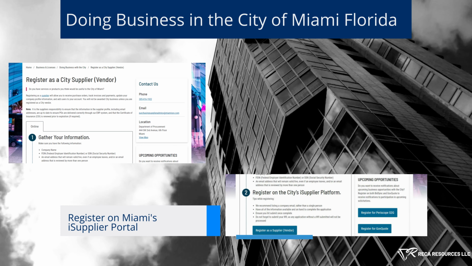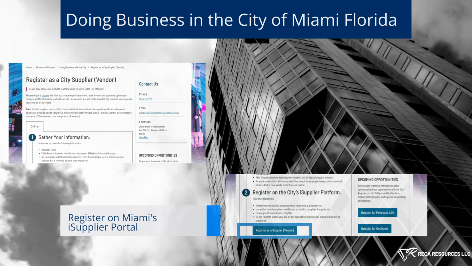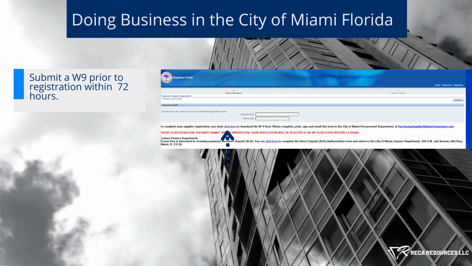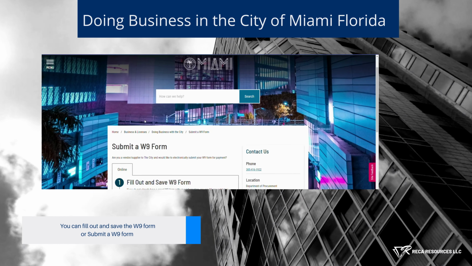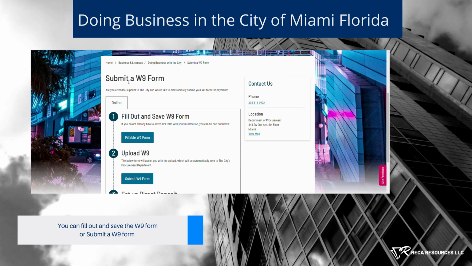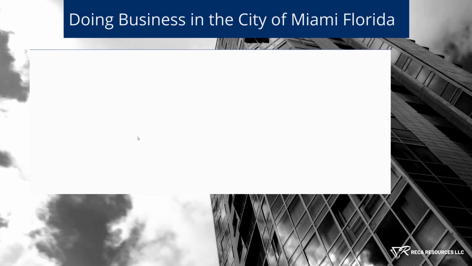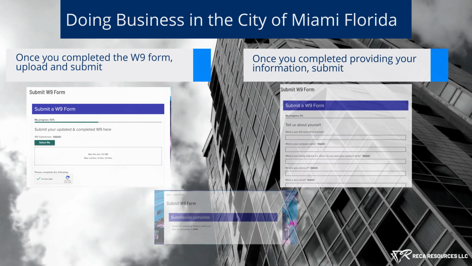Begin registering as a supplier vendor. Click on the Registering as a Supplier Vendor button. Prior to registration, you must submit a W-9 document. Your application will be rejected if no W-9 is received within 72 hours. You can fill out and save a W-9 form or submit a signed W-9 document. Once you have completed the W-9 document, upload and submit it, or once you have completed providing your information, submit your W-9 form.